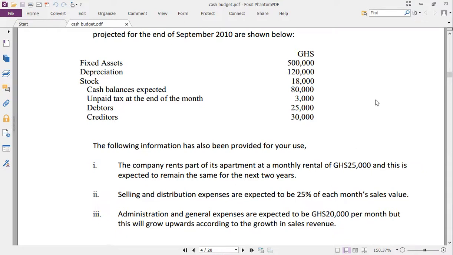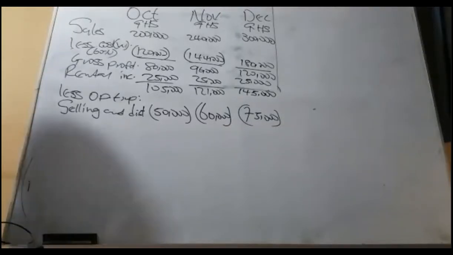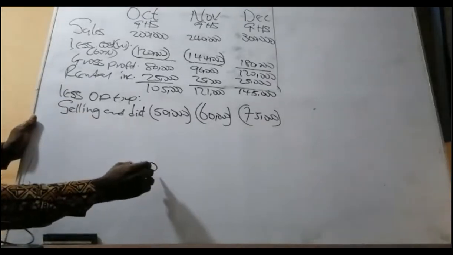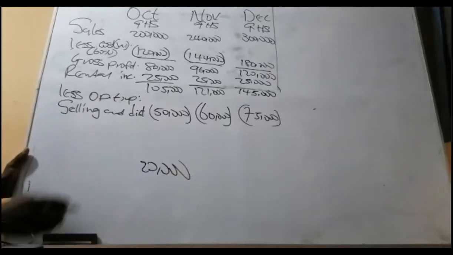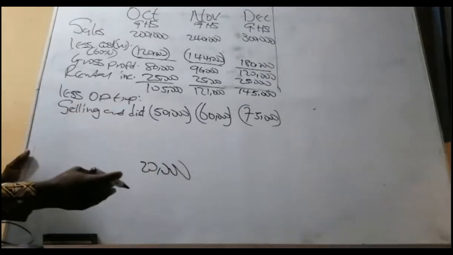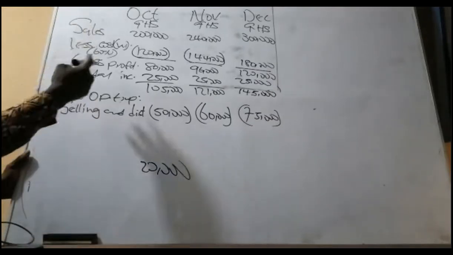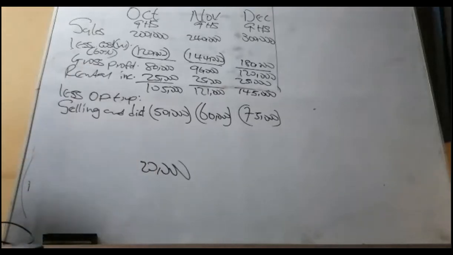So let's go to the board. This is what we are saying. We are saying that admin expense is 20,000 for each of the months. And the increment in the sales revenue will cause an increase in admin expense. So that's all. It's just a matter of you finding the increase in the sales revenue.